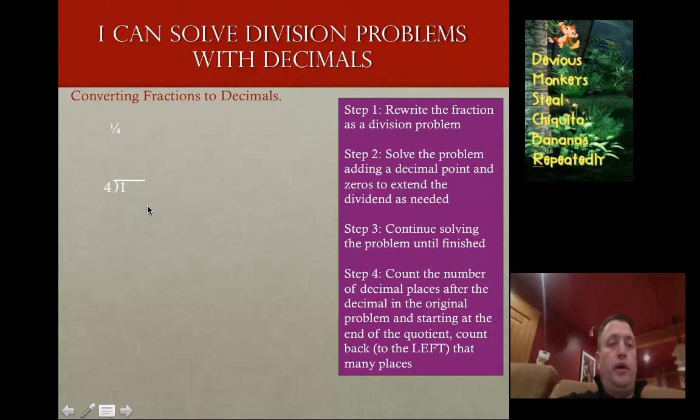4 goes into 1. Well, no, it doesn't really. So we're going to put a decimal point there. I'm going to add a 0. Now we've still got 1. Doesn't change the value. It's still 1. How many 4s can I get out of this 10, though? Okay, I can get 2. Subtract, that's going to be 8. I'm going to add another 0. Bring that down. How many 4s go into 20?